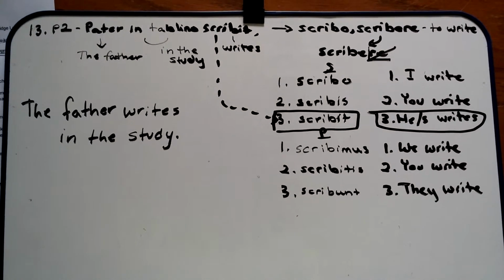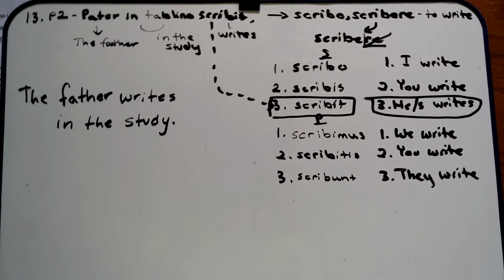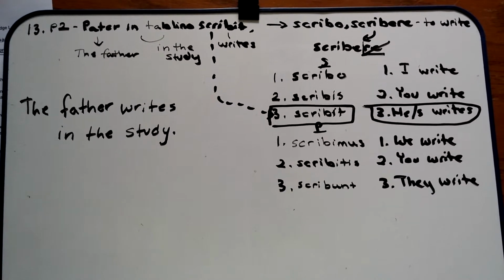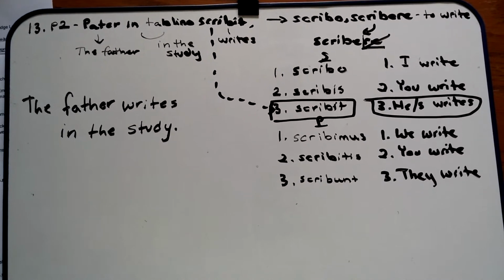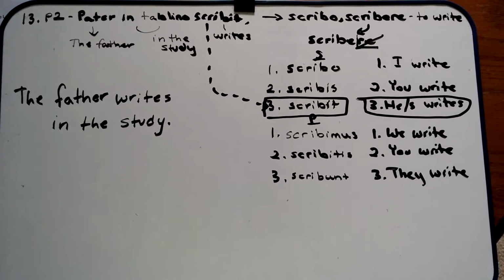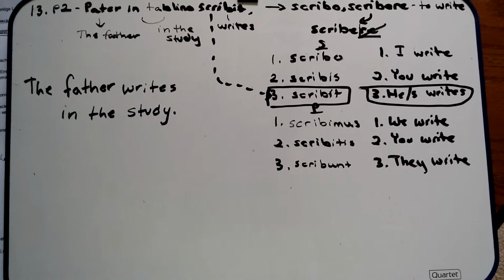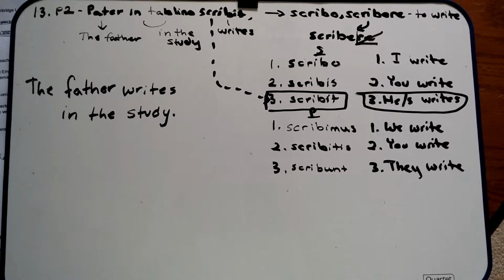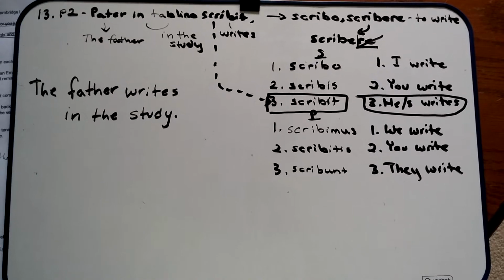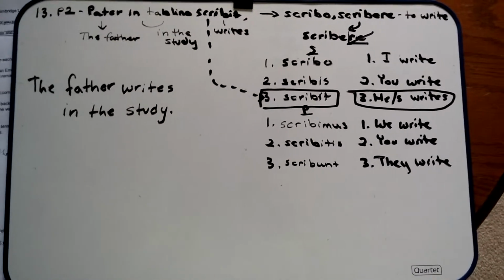So in the previous video, we had done part 1 of number 13. Now we're going to go on to part 2. So we see the sentence pater in tablino scribit. So now you're like, what's going on in this sentence? I mean, we have pater, which is the father, which is a noun. In tablino, we had done in previous examples, and now we know it's in the study. In number 13, we had found that out. But we get this verb called scribit.